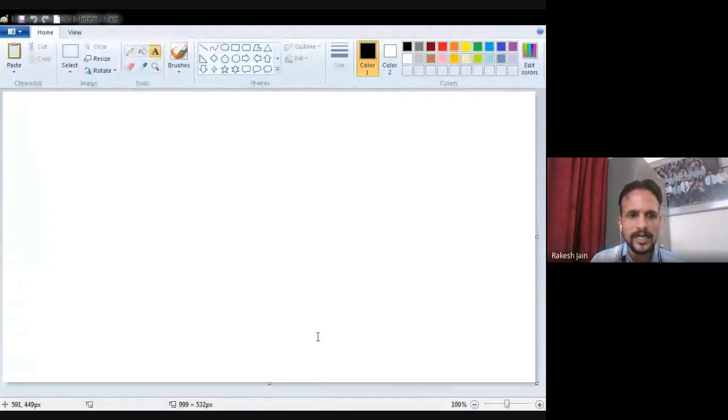Ohm's law states that whenever current passes through a resistor, then the voltage across the resistor will be proportional to the value of that current. So V is proportional to I. And we know that whenever we remove the proportional sign and put an equal sign, some constant will be placed there. So the constant is denoted as R, and that is known as resistance.